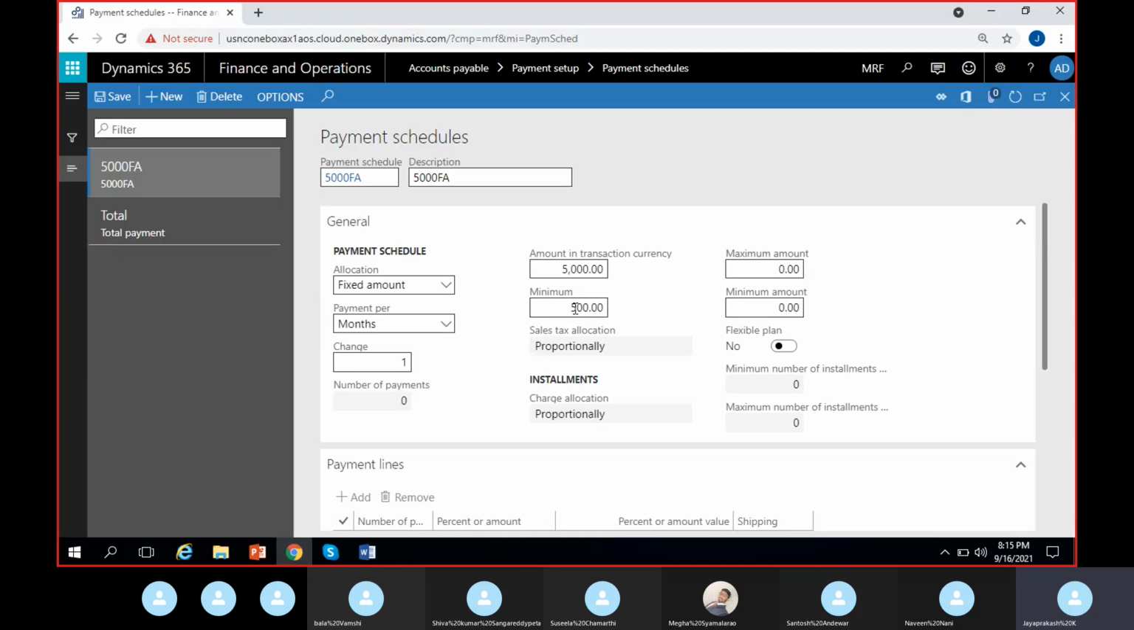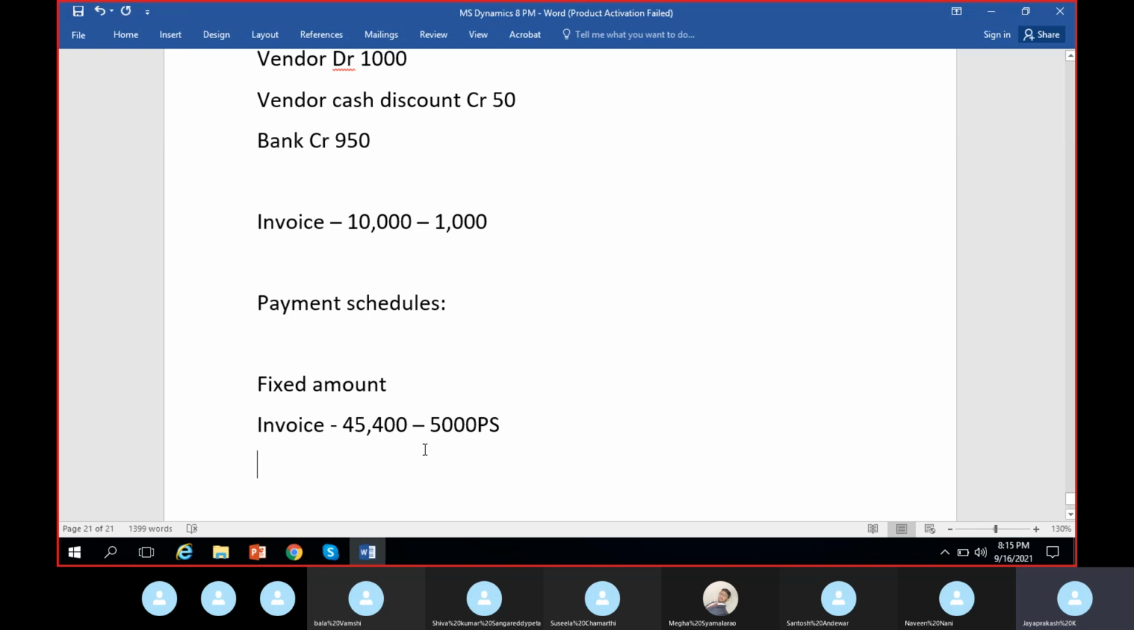Only if I give the condition of minimum amount in the last installment. So if I give that here, then the system will automatically insert it. I mean, if it is less than the minimum amount, it will insert into the previous schedule. 5,000 is there, right, per month. So 5,400 it will adjust.